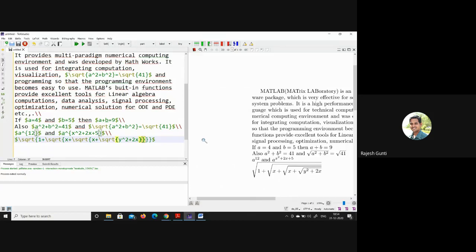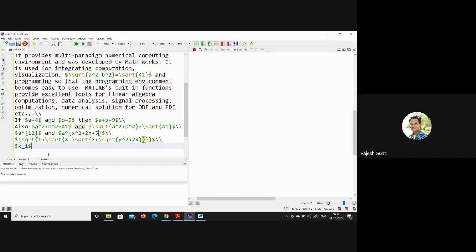Now, at present I concentrated on suffix only. How to give suffix, x suffix 1? So dollar symbol, x underscore 1, dollar symbol. See this one, it will come like this: x suffix 1.